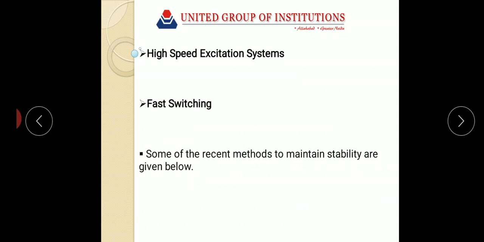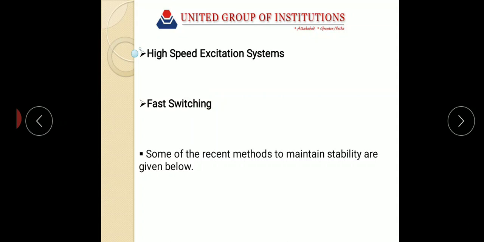In this, high speed excitation helps to maintain synchronism during a fault by quickly increasing the excitation voltage. High speed governors help by quickly adjusting the generator inputs.